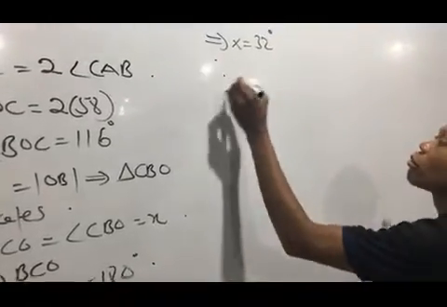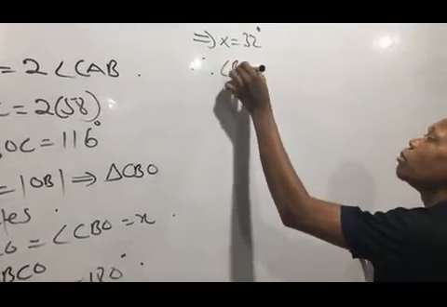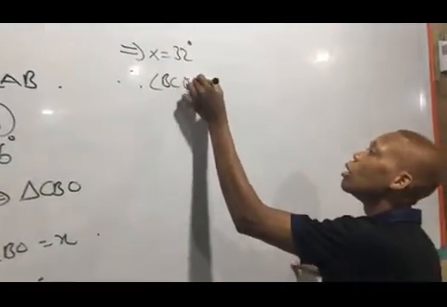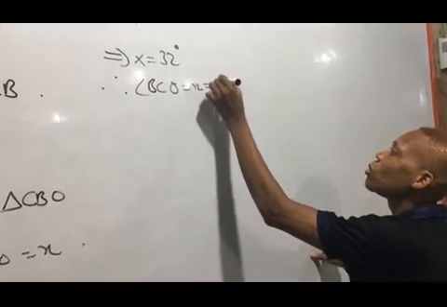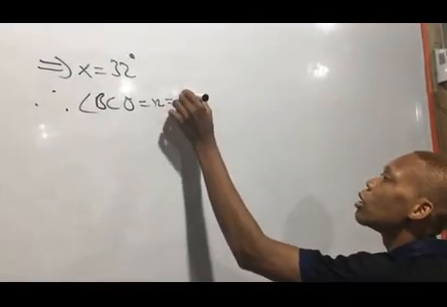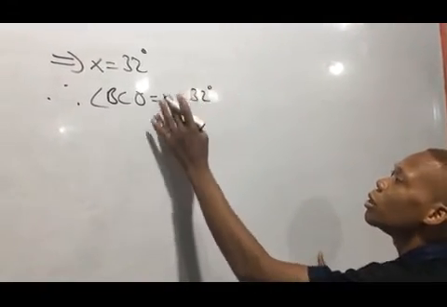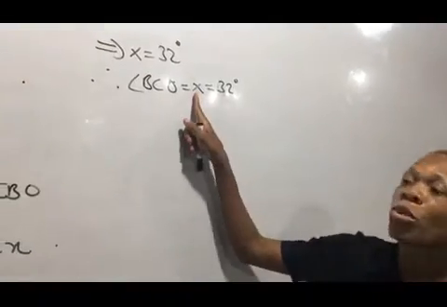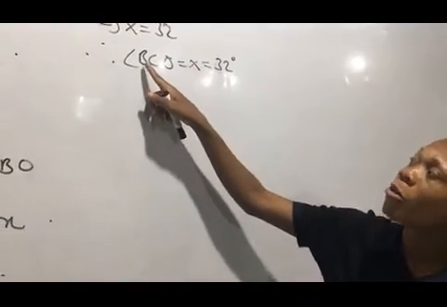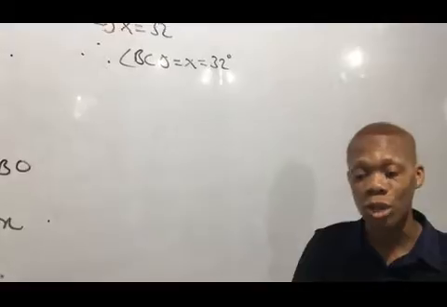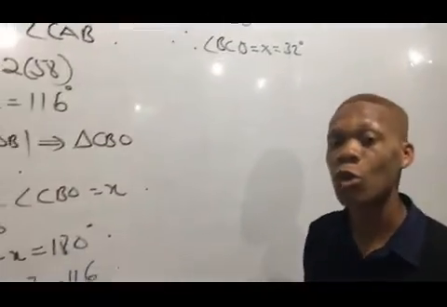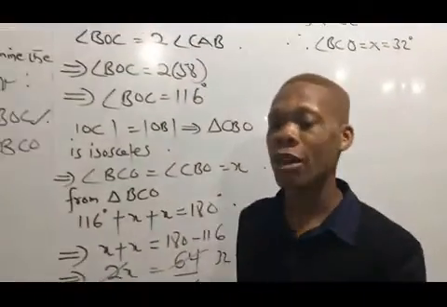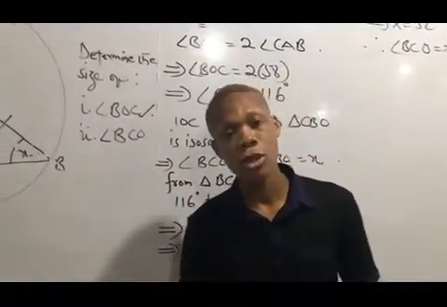Therefore, angle BCO is equal to X and is equal to 32 degrees. Or you can just remove the X there and just straight away say, therefore, angle BCO equals 32 degrees. It is also accepted. They will mark that for you.